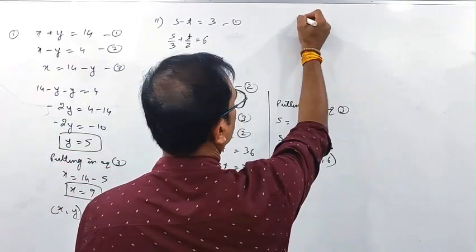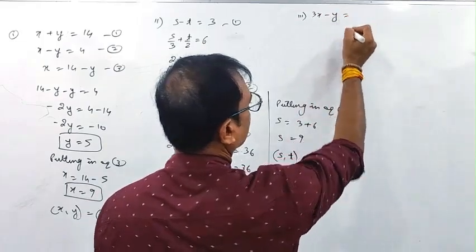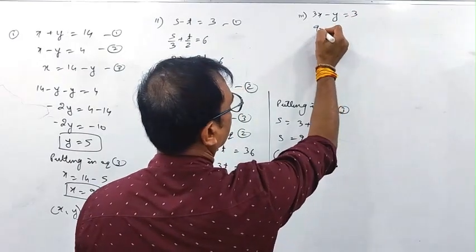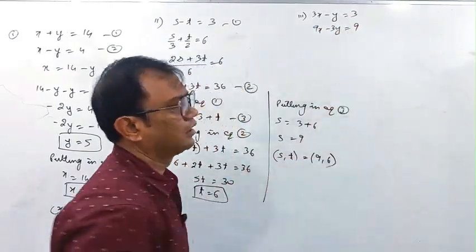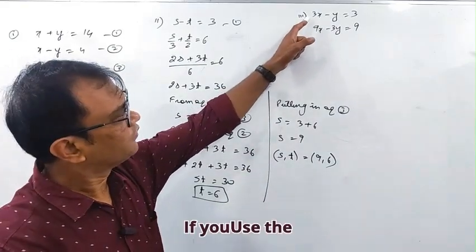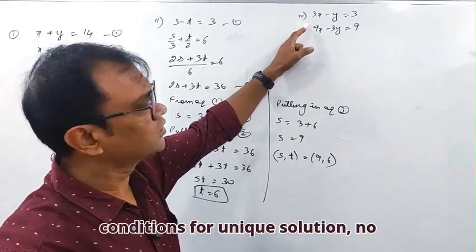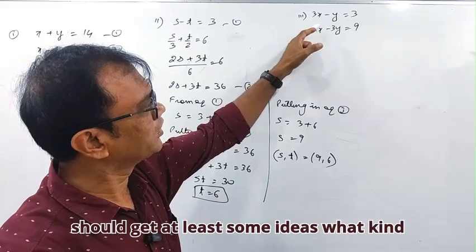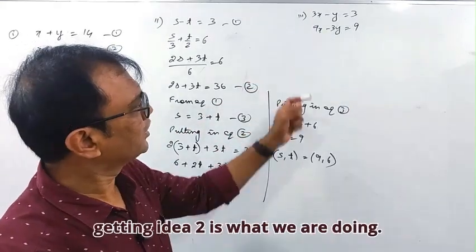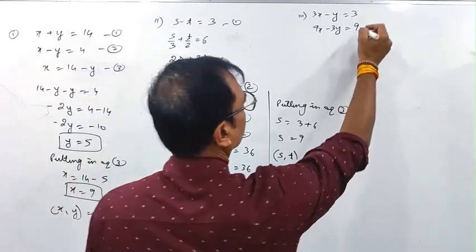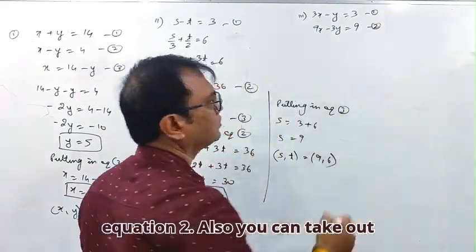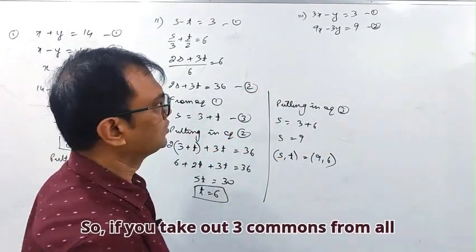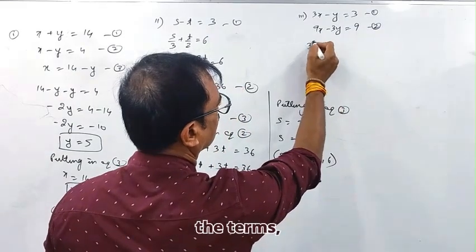3x minus y equal to 3 and 9x minus 3y. Now, if you use the conditions for unique solution, no solution, infinitely many solutions, you should get at least some idea what kind of solutions they have. Still, if you are not getting an idea, do what we have been doing. Mark this as equation 1, mark this as equation 2. Also, you can take out 3 common from all the terms.